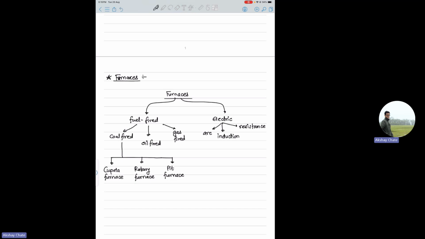Okay, and there is another classification in case of coal fired, depending on where you want to use it, like subcritical, supercritical, etc. So there also coal fired furnaces are used.